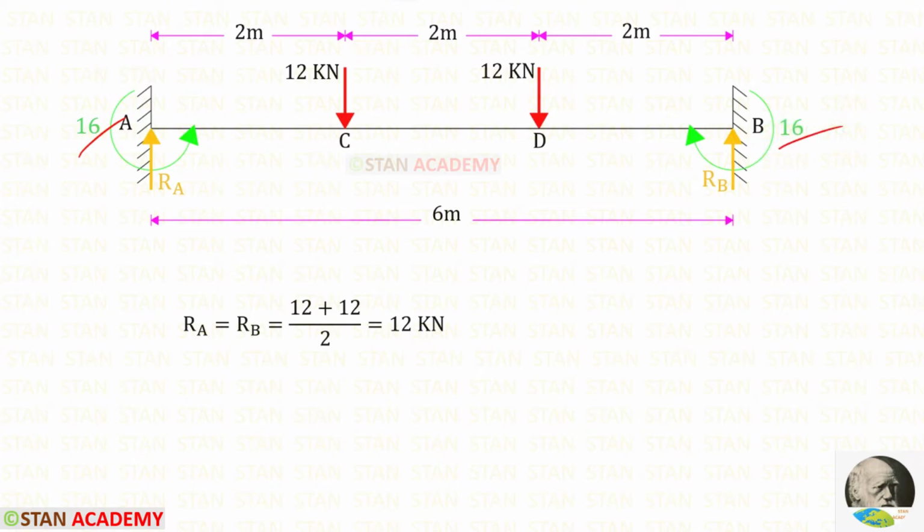Now let us find the vertical reactions RA and RB. In this beam there is symmetrical loading, so we can easily find RA and RB. To find RA and RB, we have to divide the total load by 2. Here there are two loads, 12 and 12. We have to add both of them and then divide by 2. When we do that, we are getting RA and RB, which are 12 kilonewton.